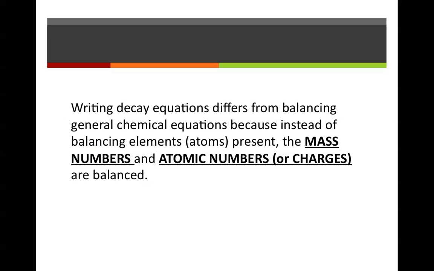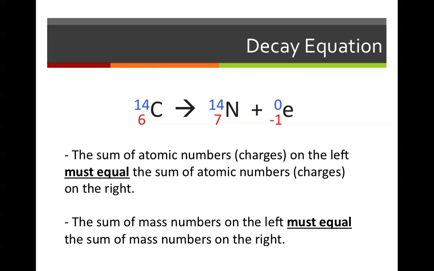So when we write these decay equations, they differ from balancing chemical equations because instead of balancing the atoms present, the mass numbers and atomic numbers or charges are balanced. So this is going to be very different from when later in the year we talk about balancing equations. Here we're actually balancing the mass numbers and charges. Now the sum of the mass numbers or charges on the left has to equal the sum of the atomic number or charges on the right.